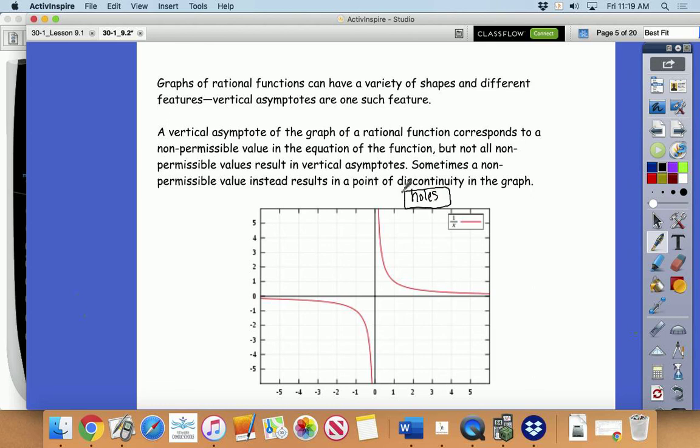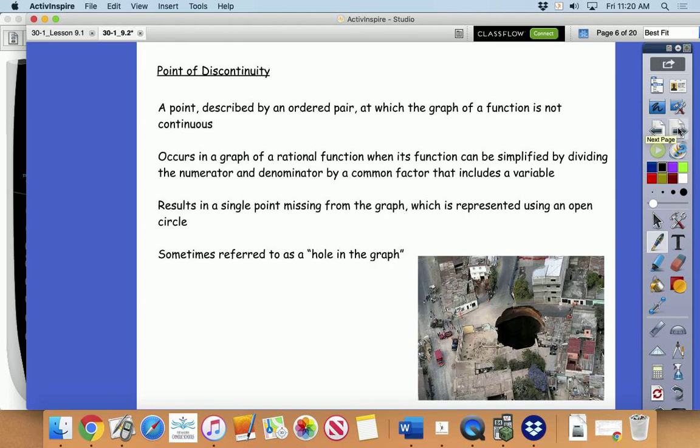Okay? These are where we create holes on the graph. They're these open, empty circles that the graph does not go through. They kind of stop there and then continue after it. So if you're not looking for them, you won't see them because they're really hard to find and you can't see them on the graph. You have to look for them from the equation form.